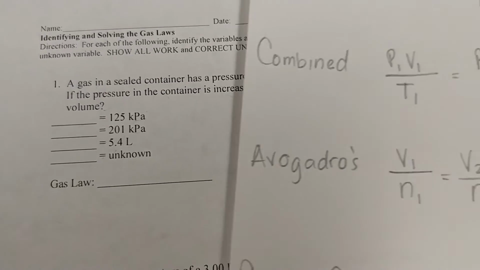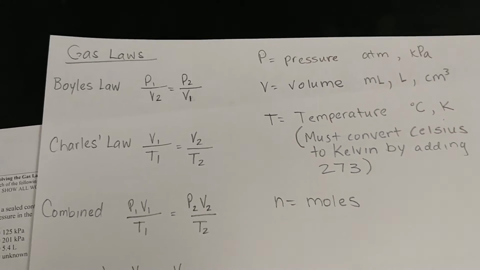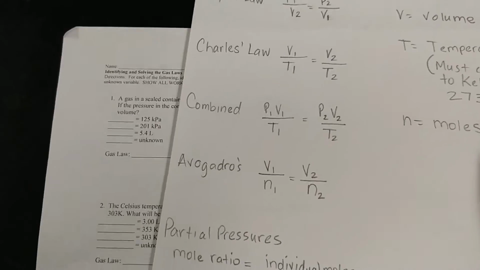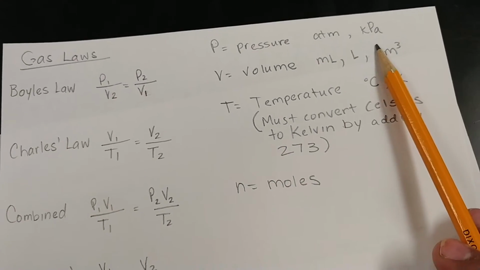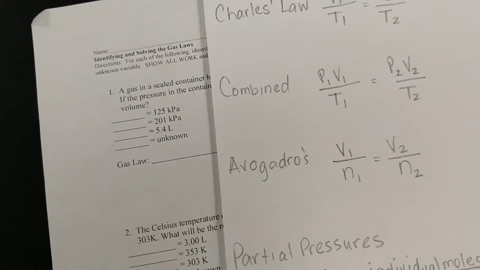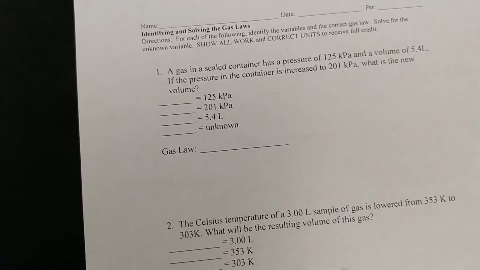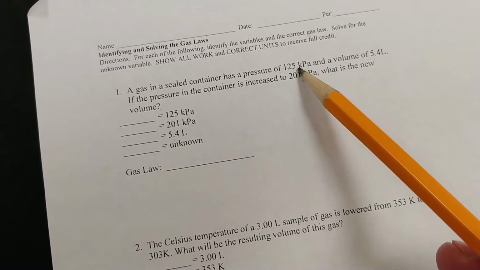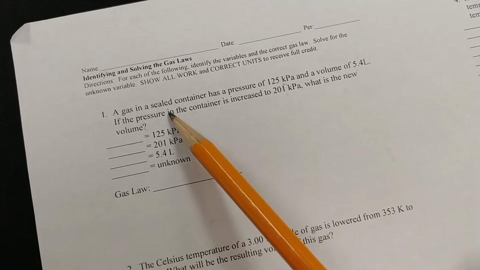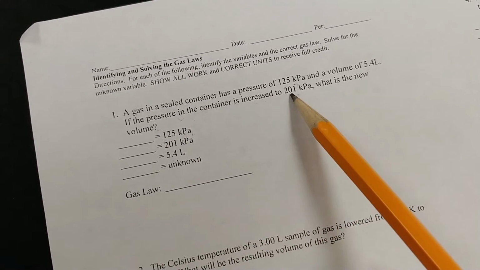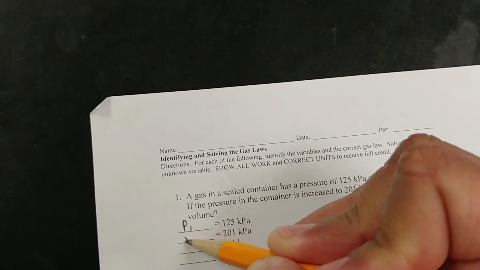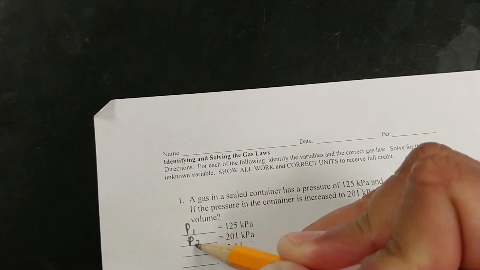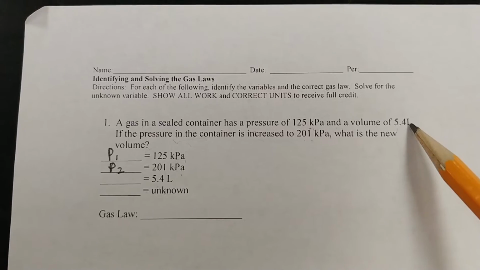If we look at your foldable, which I rewrote the information here, it says that if you have a number, in this case these two, that has kilopascals, then that's going to be your pressure. So you had a pressure of 125 kilopascals, that's the first pressure, and then it was increased to 201, so that's your second pressure, P1 and P2. Then it tells you that it has a volume of 5.4 liters.